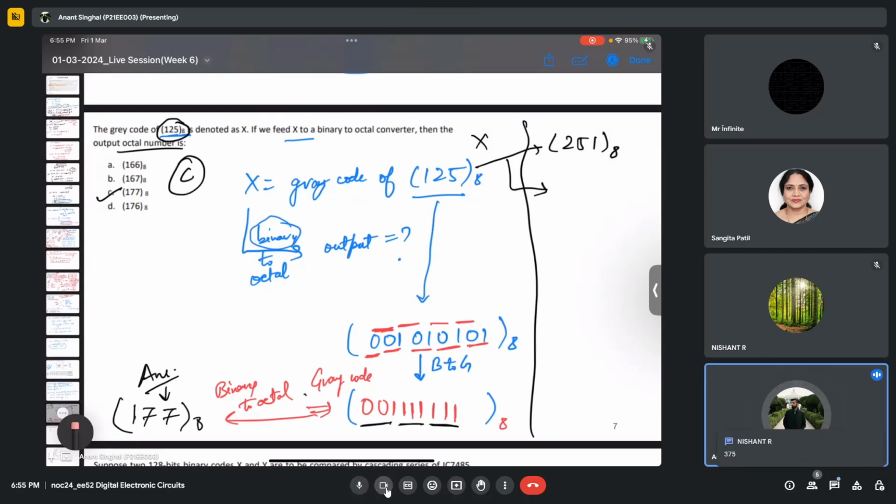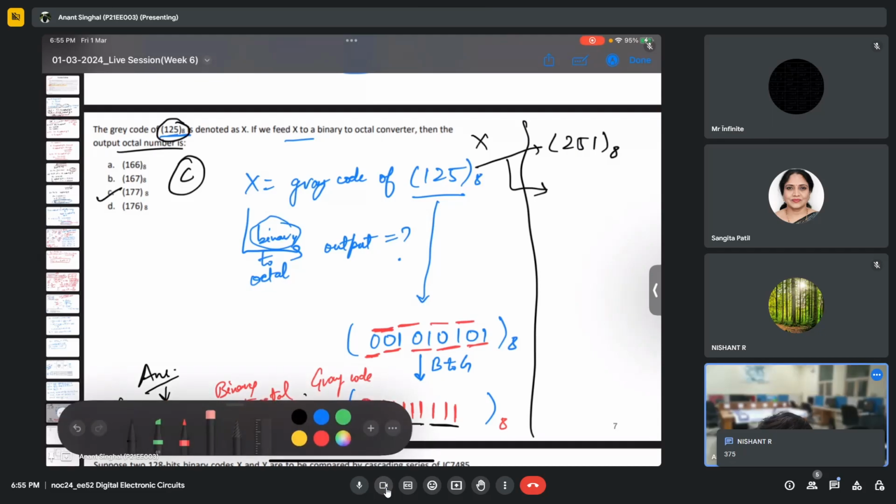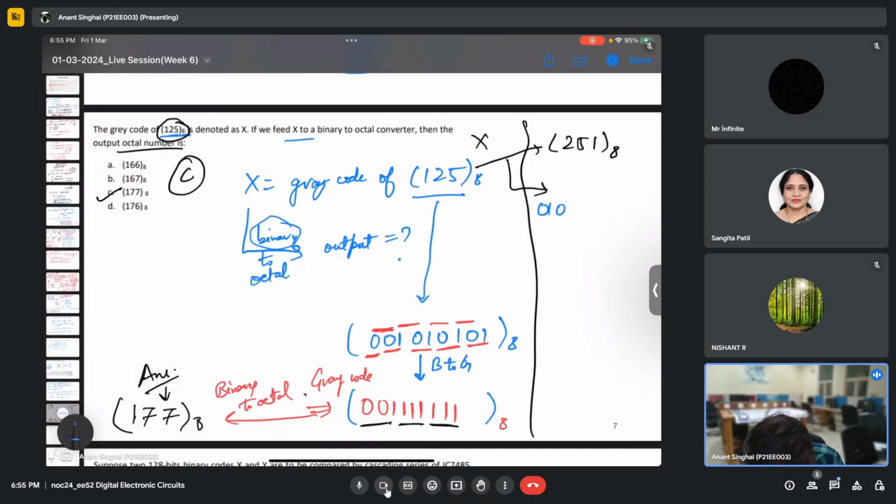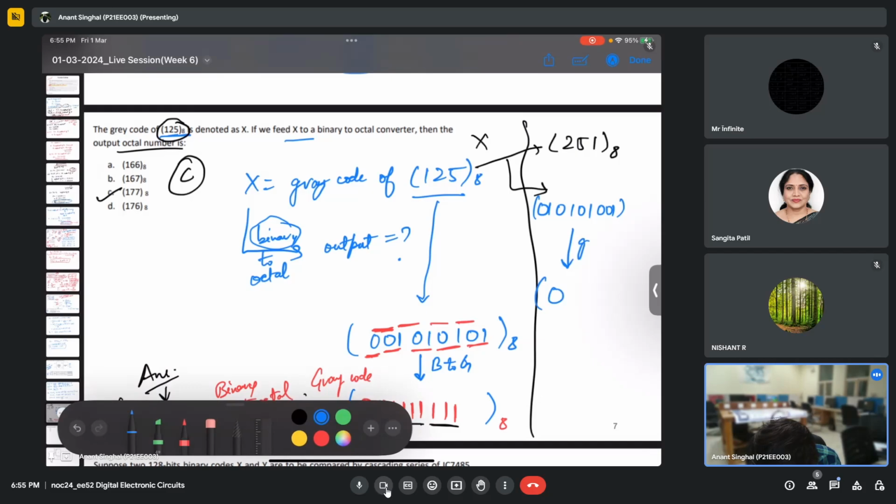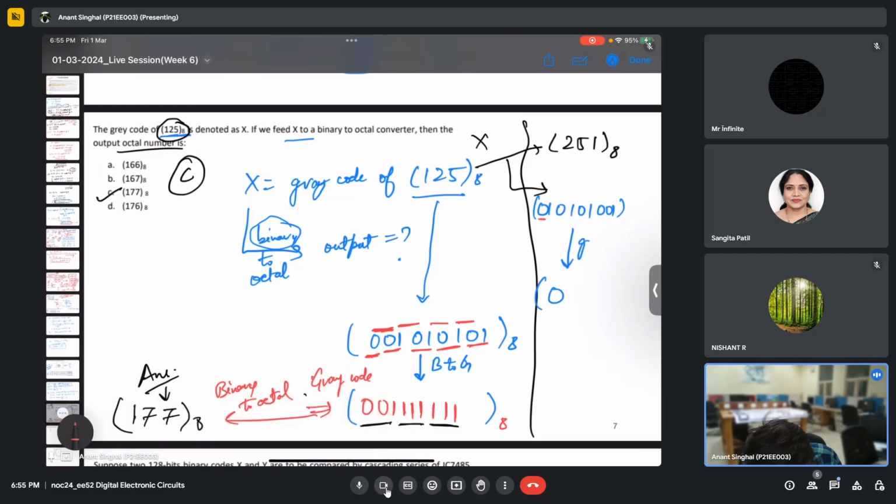So I've got answer 375. So let's see. So I'm writing quickly. So this is 2, 5, and 1 is 001. So I'm doing it gray now. So 0 remains same. Then 01 is 1. 10 is 1. 01 is 1. 10 is 1. 01 is 1. 10 is 1. And then 00 is 0. And 01 is 1.